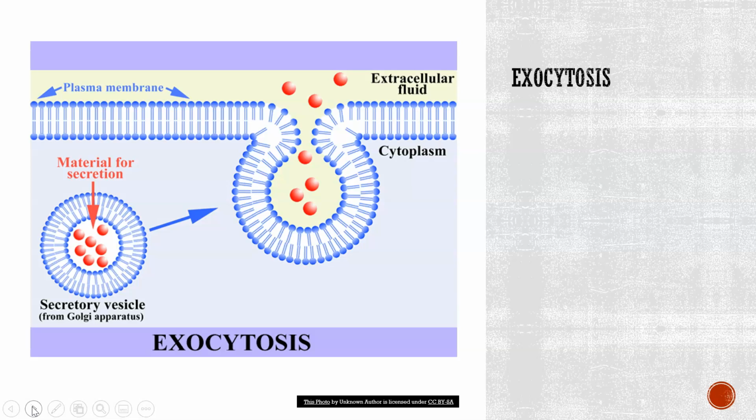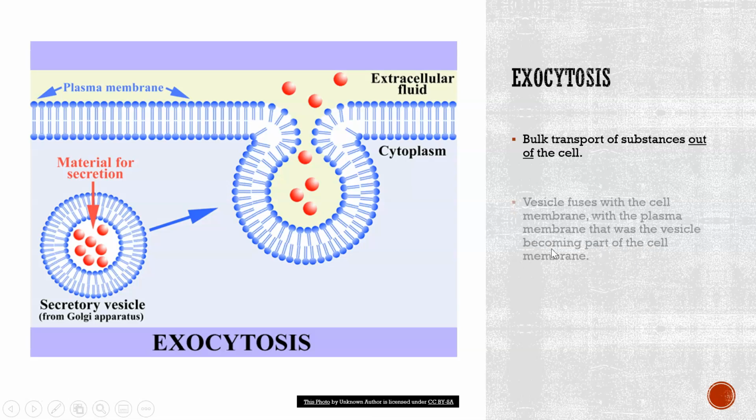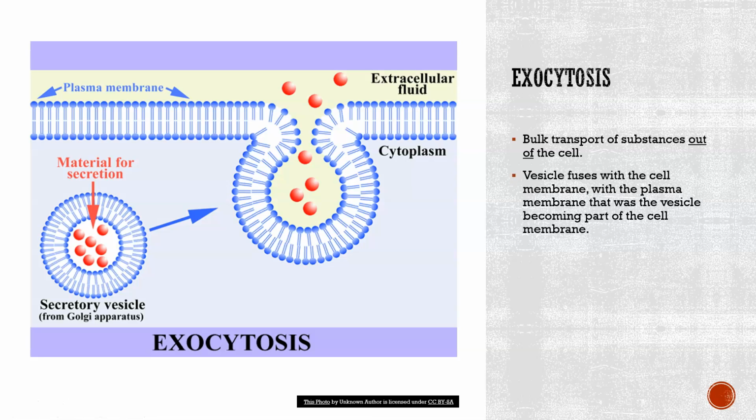So now looking at exocytosis. If endocytosis is taking material into the cell, exocytosis is releasing material out of the cell. We have in the diagram here a secretory vesicle that's come from the Golgi apparatus, and that will move to the plasma membrane. It fuses with the plasma membrane and then releases what's inside of it, those substances to secrete. This is bulk transport out of the cell.